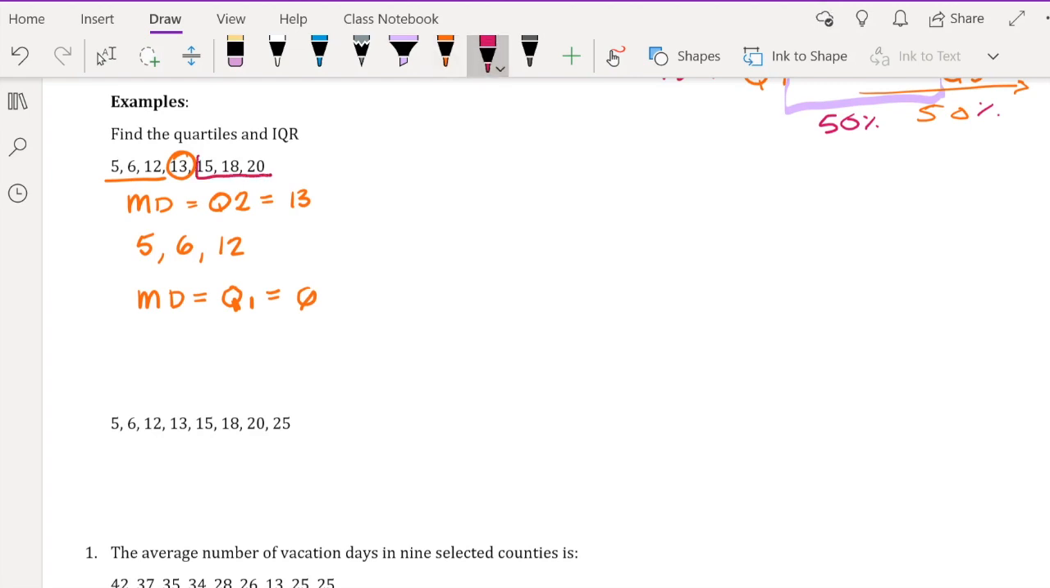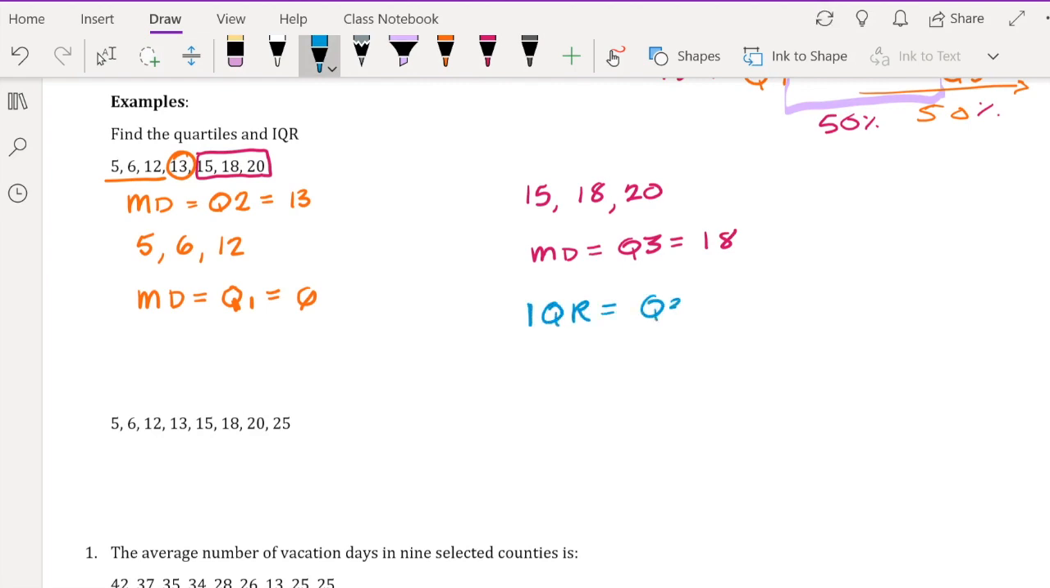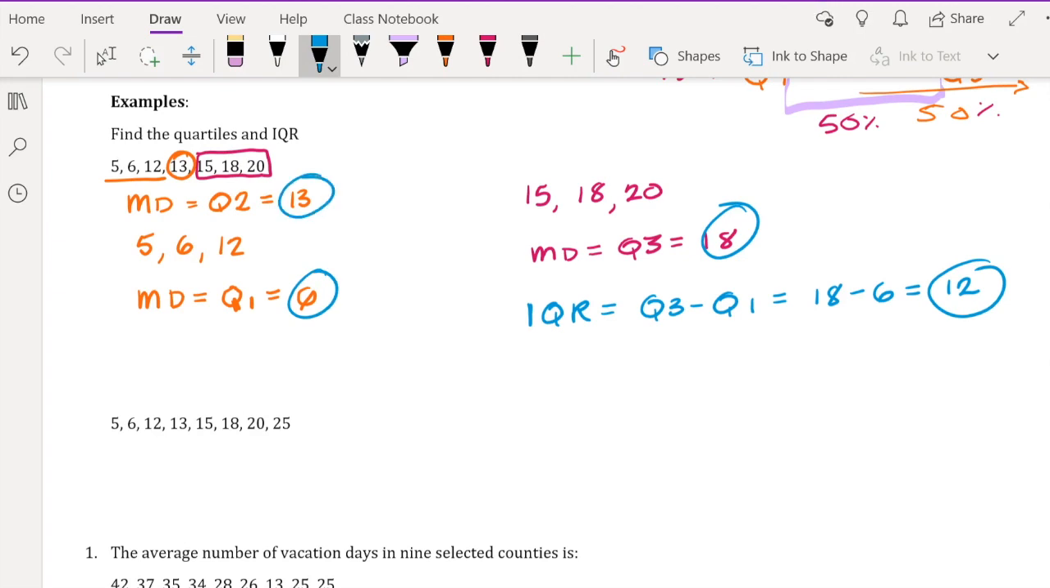Next, I'm going to look at this part of the data set, the upper half. And that would be 15, 18, 20. I would look for the median for that. And that would be Q3. And that would be 18. If I want to find the IQR, I would do Q3 minus Q1. So that would be 18 minus 6. And that is conveniently 12. Those are my quartiles and my IQR.